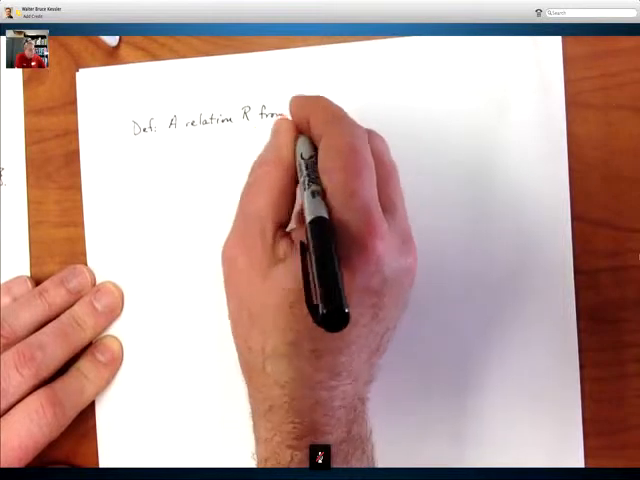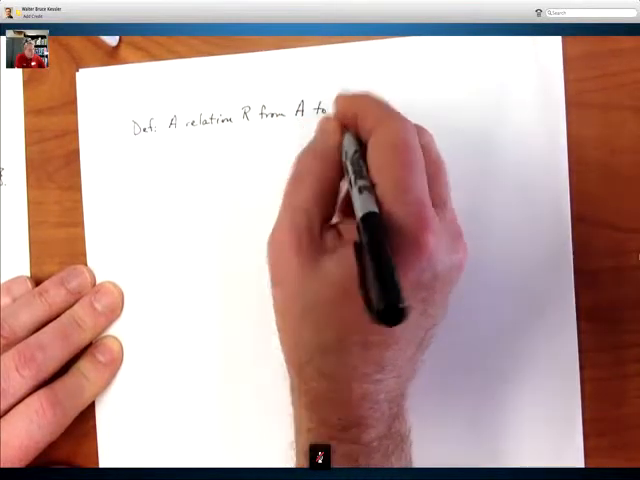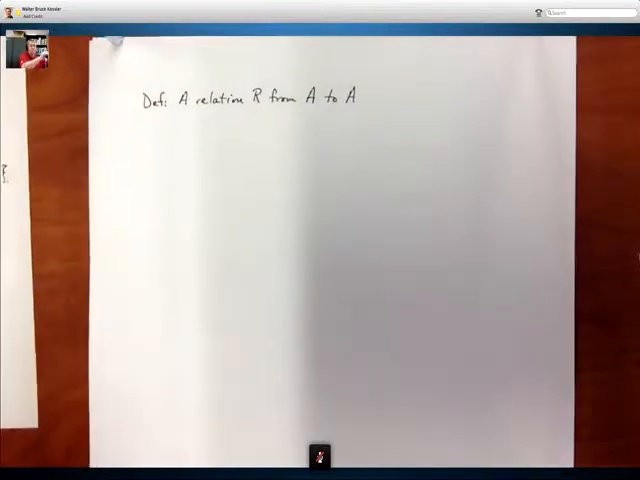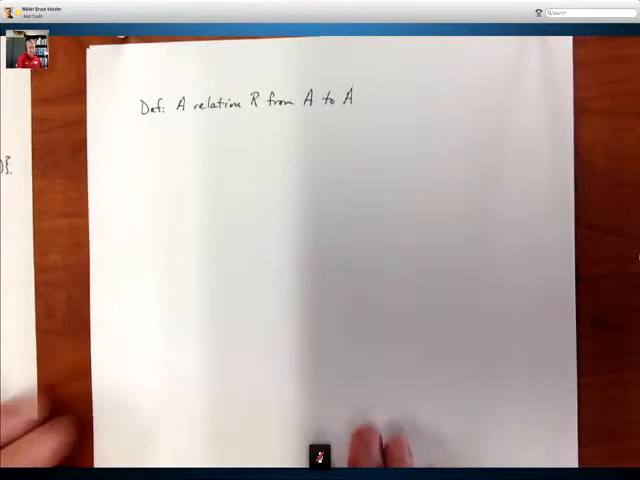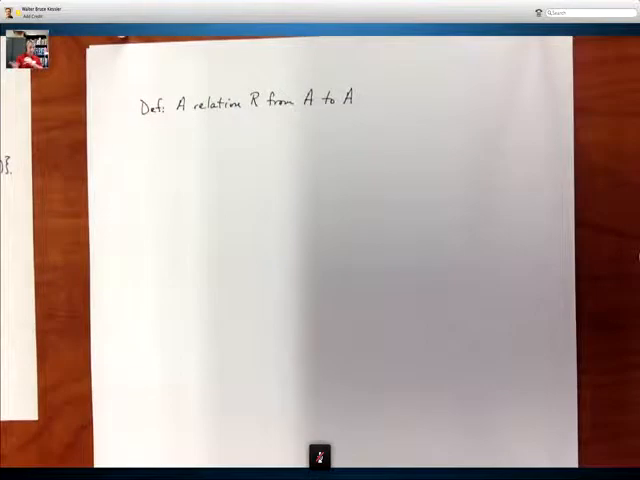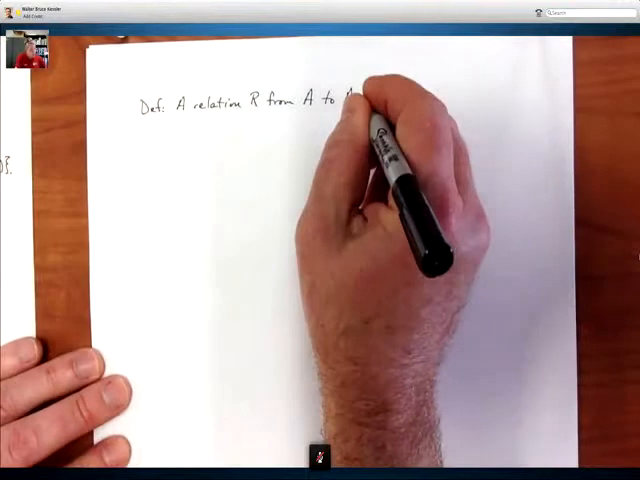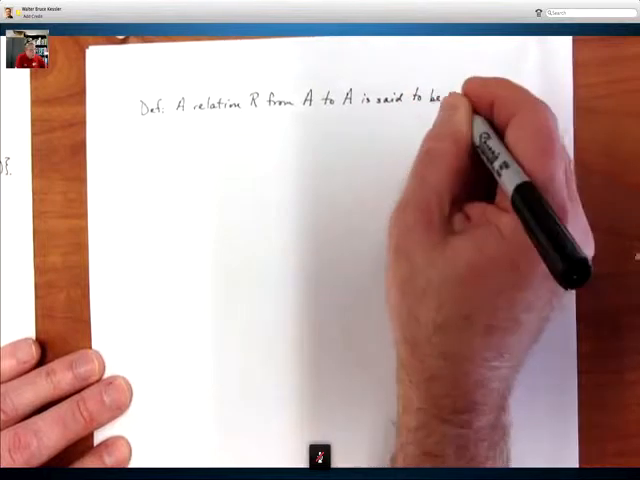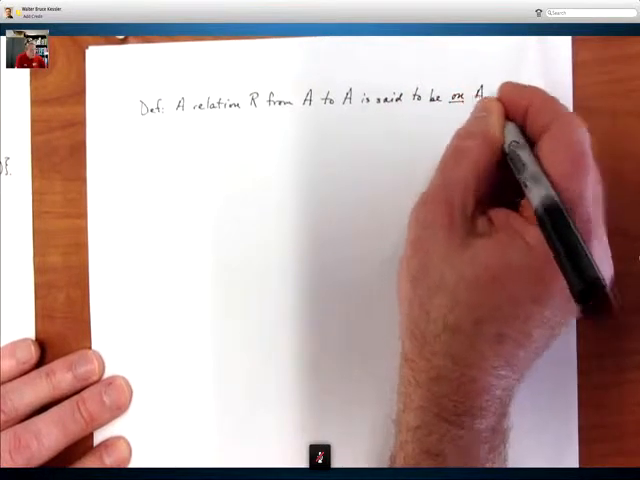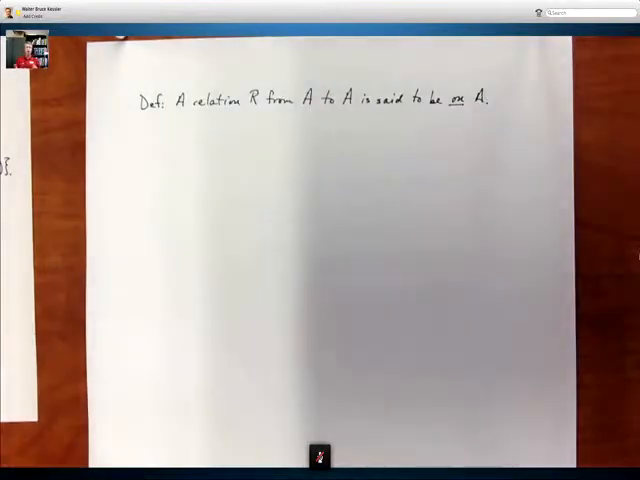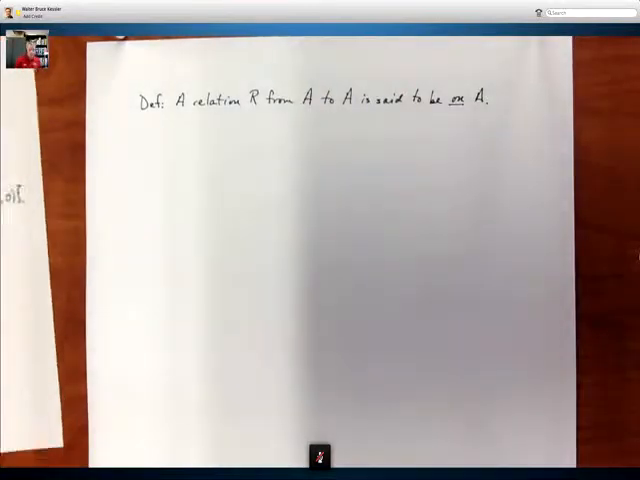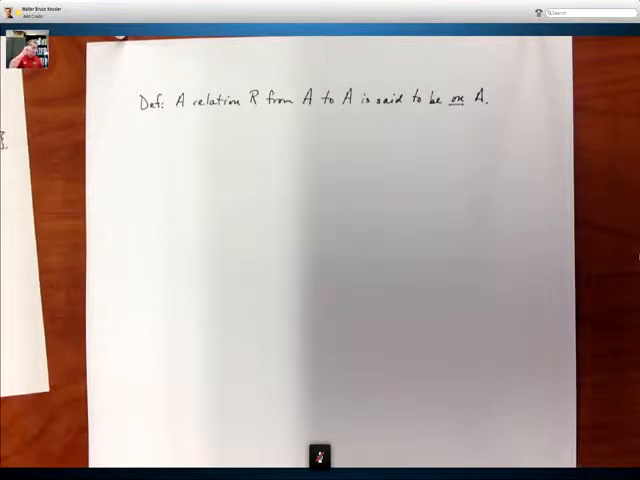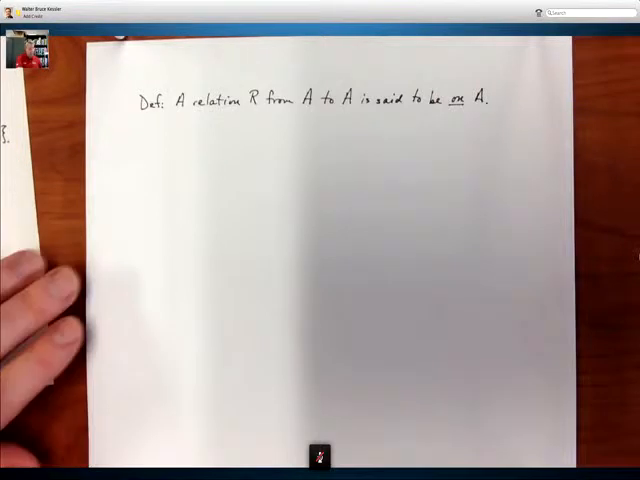Relation R from A to A, which there's no reason that we can't have the same set for the first set and the second set. This is said to be a relation on A. So we'll talk about a relation R on A. And when we start to list some relations here in a moment, I think you'll realize that we deal with relations quite a bit, actually.